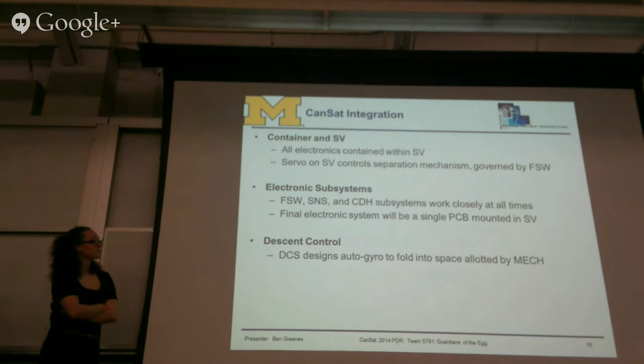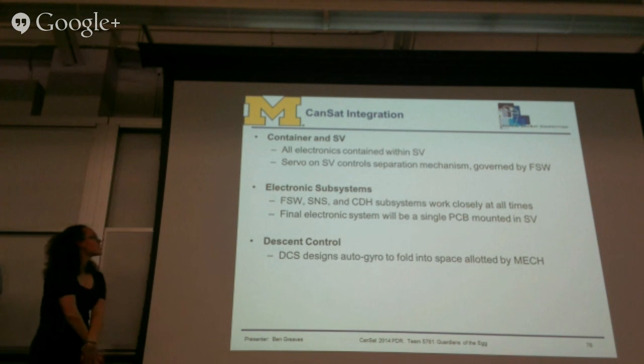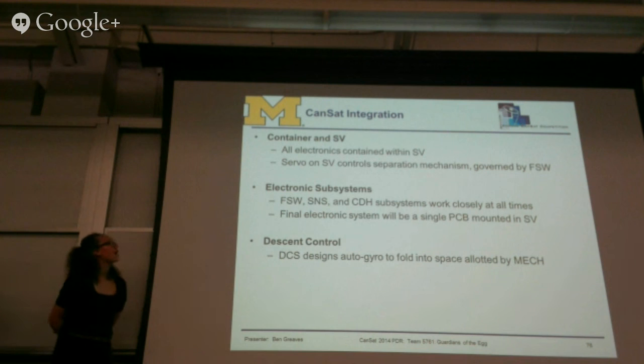So each one of us obviously has some tests to perform as we go forward. With the container and the scientific vehicle, we have to make sure that all the electronics are contained within the scientific vehicle. Obviously, we have to make sure that all works, and that's been done by the flight software team. The electronic subsystem, including the flight software team, the sensors, and the communication data handler, have been working closely at all times to make sure that they have good chemistry and that all of the electronic devices are working.